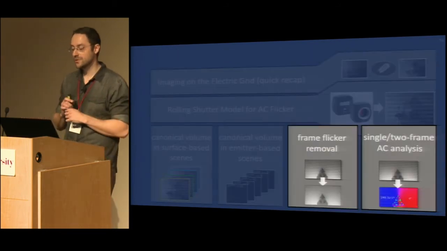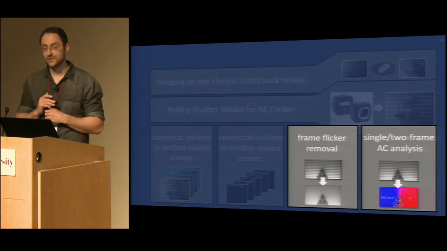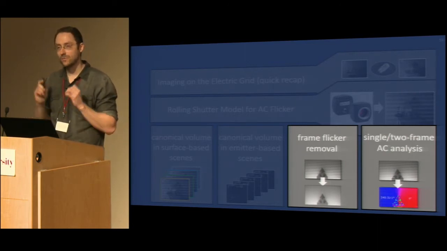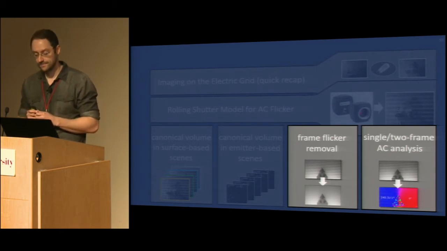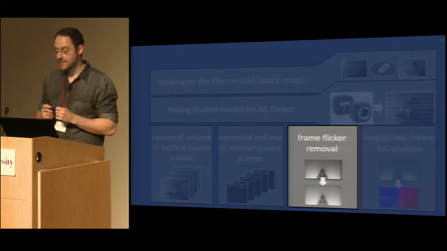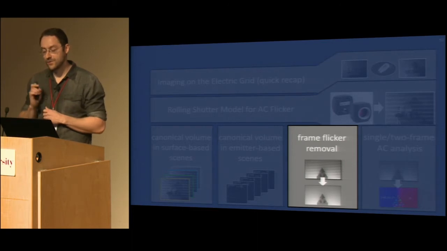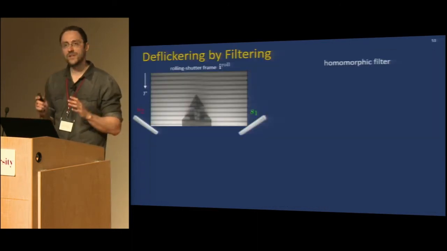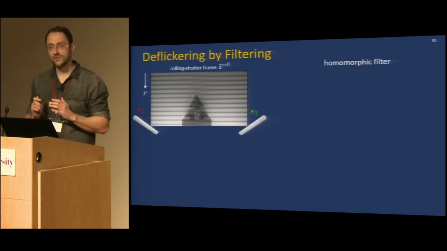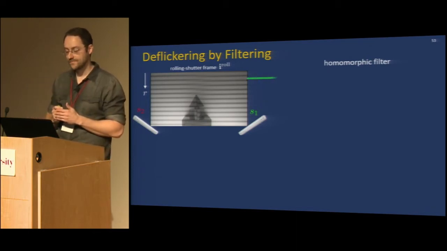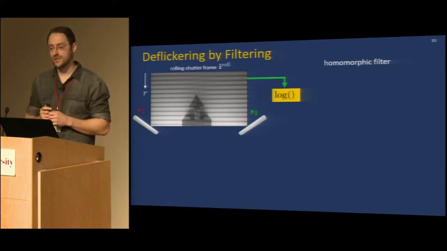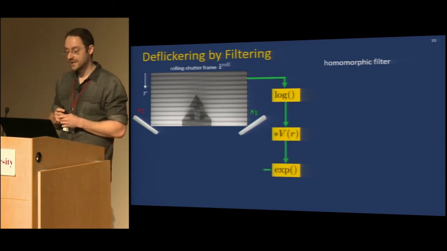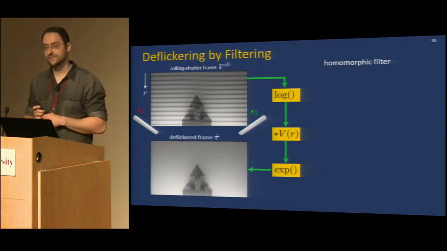Okay, so we've seen how to create ACAM sequences using rolling shutter sequences. Now I'm going to switch gears and talk about what we can do with only one or two frames. So let's start by removing the flicker wave pattern from a frame using our model. To deflicker the frame, we apply homomorphic filtering. This means that we first apply a log to the image intensities, then a linear filter, and finally an exponent to get to the deflicker result.